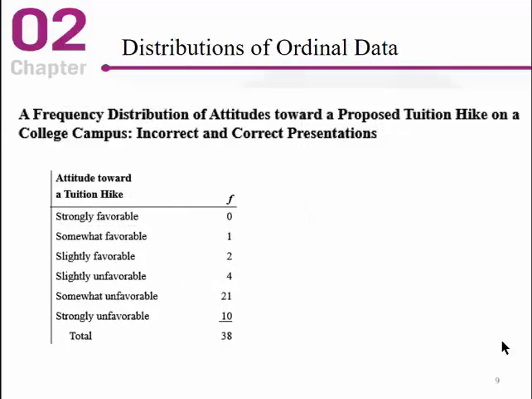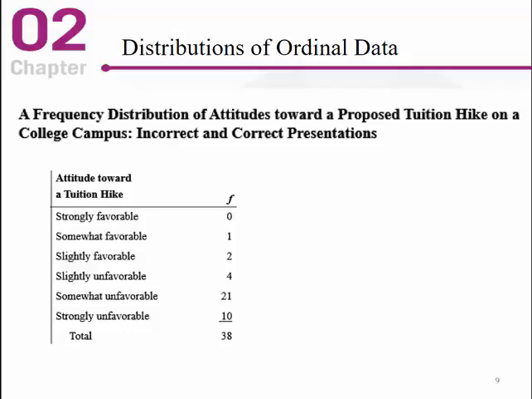The frequency table for ordinal, interval, and ratio variables has exactly the same structure as it does for nominal variables. But the categories in ordinal and interval variables must be in sequence order, so we can use it for statistical purposes. So if you look here, we have a frequency distribution of attitudes towards a proposed tuition hike on a college campus. So here we have attitude towards a tuition hike, and then the different attitudes: strongly favorable, somewhat favorable, slightly unfavorable, somewhat unfavorable, and strongly unfavorable.